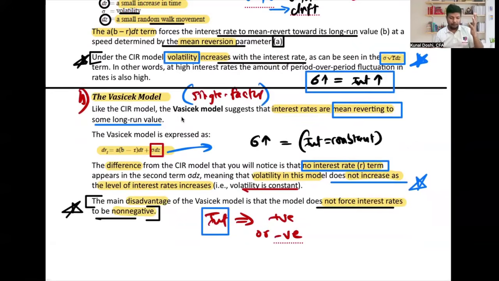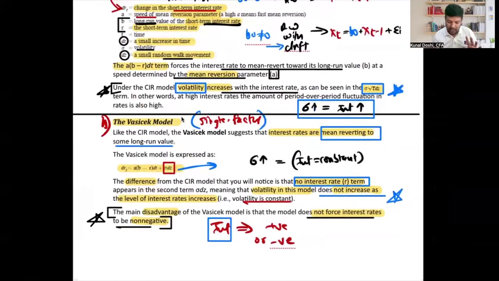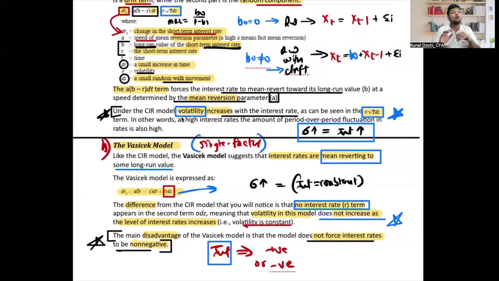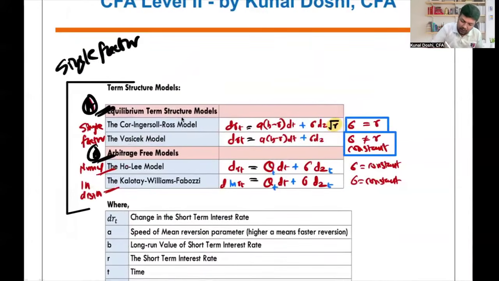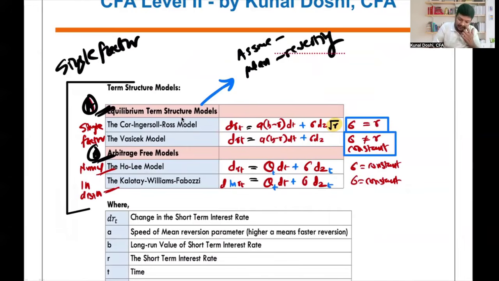However, from the exam point of view, you need to understand one very important thing about these two models, that they both assume mean reversion. Both of these equilibrium models, they both assume what? Mean reversion. Mean reverting means interest rates, if they are too high, they will fall. Otherwise, if they are too low, they will rise.